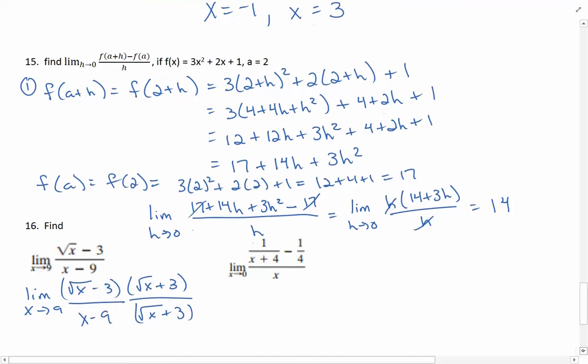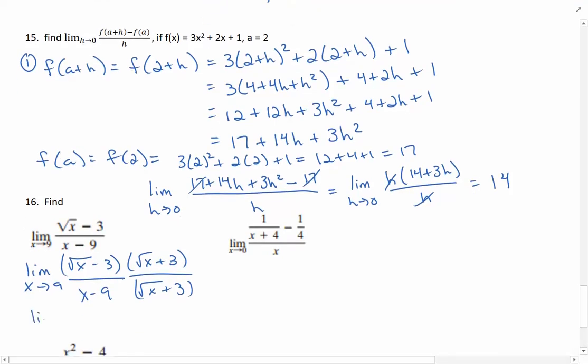Okay, and when you clean this up, you'll see this is still the limit as x goes to 9. But this is going to be x minus 9 over x minus 9 times the square root of x plus 3, which is the limit as x goes to 9, which is 1 over the square root of x plus 3, which is the square root of 9, which is 3, or 1/6.